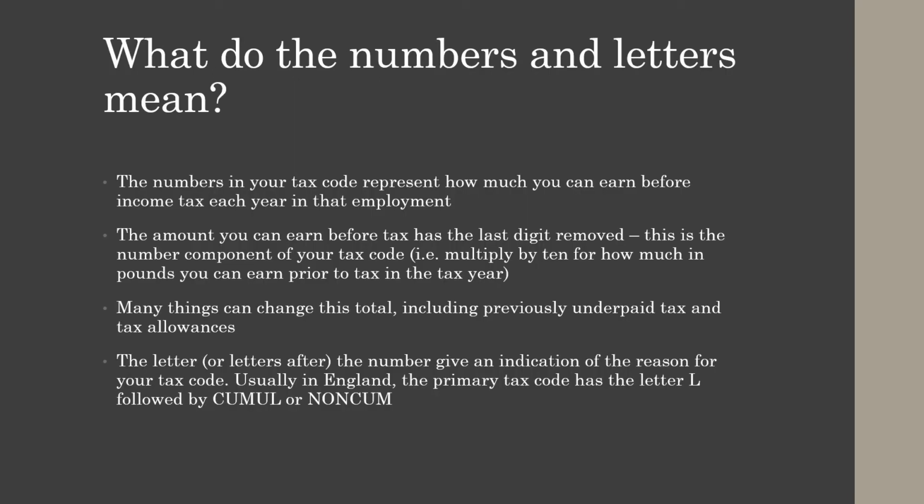Having found what your tax code is, you may be confused as to what the numbers and letters even mean. If you look at the numbers, this represents how much you can earn before income tax in each year in that employment. So if you multiply by 10, that is the amount of pounds you can earn before tax. This can be changed for many reasons, including previously underpaid tax, or increased because of tax allowances. The letters you will generally see after the number give an indication of the reason for your tax code. So in England, this will usually be a primary tax code with the letter L, followed by CUMUL or non-CUM, to indicate whether this is a cumulative or non-cumulative taxation.